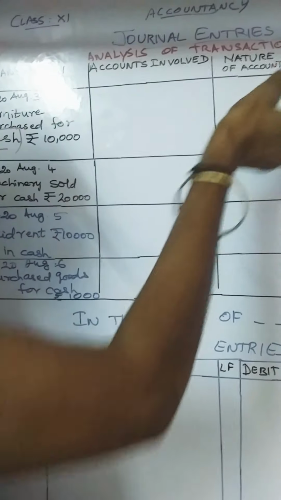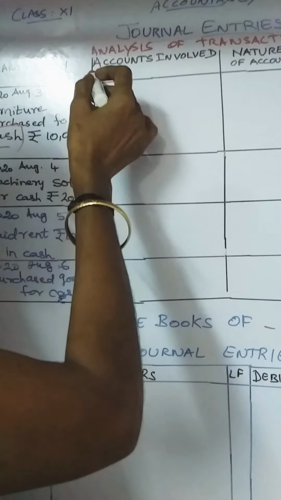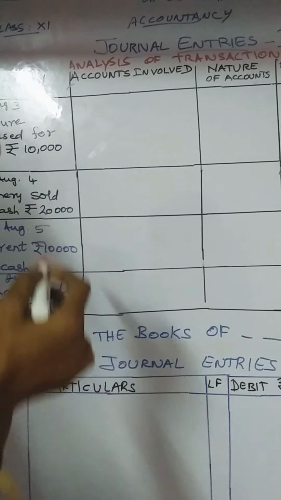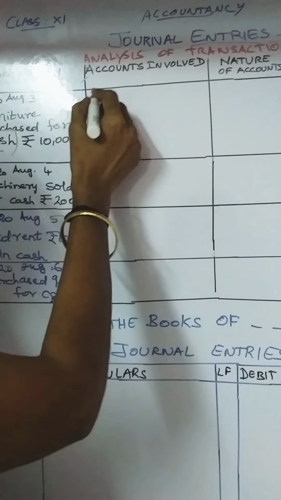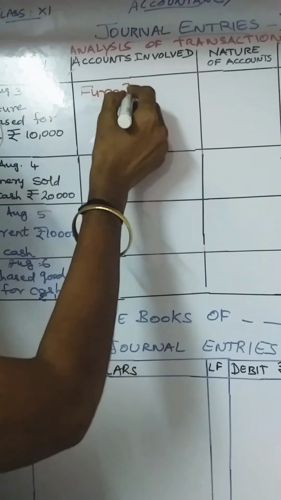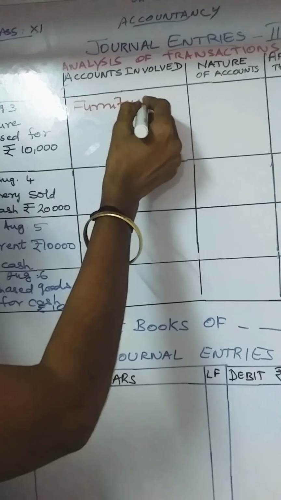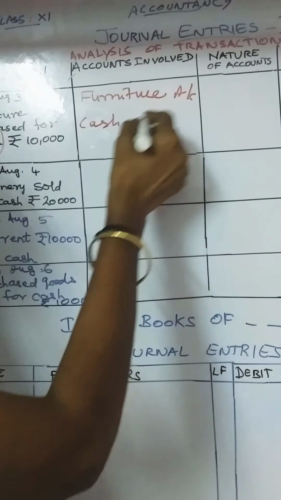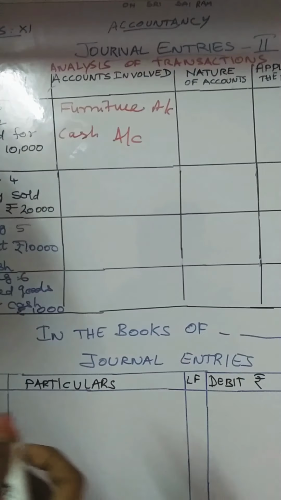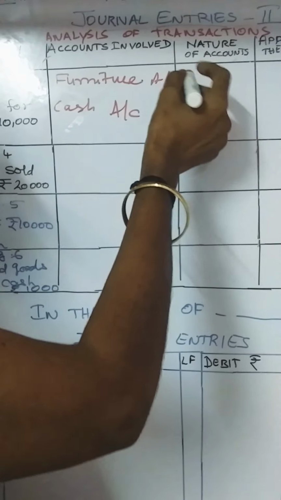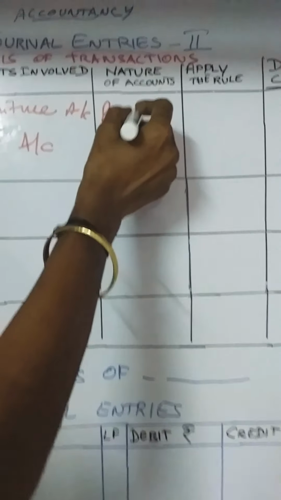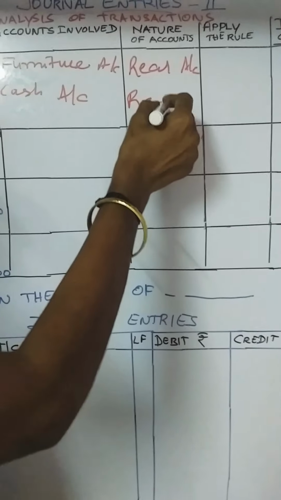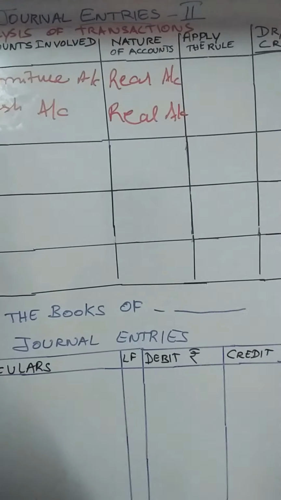When you are analyzing the transaction, what are the steps to be done? Accounts involved. What are the accounts involved in this? Furniture account and cash account. Furniture is an asset, so it comes under the category of a real account. Even cash is also a real account.